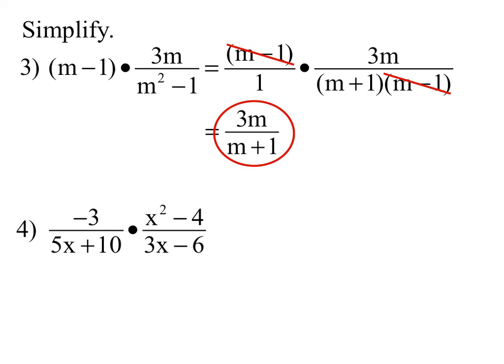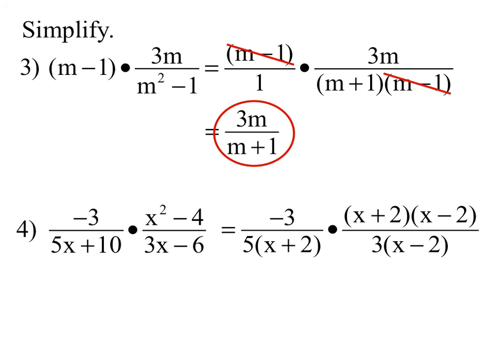Now let's check your work. So I'm left with negative 3 times x plus 2 times x minus 2 in the numerator. In the first denominator is 5 times the quantity of x plus 2 times 3 times the quantity of x minus 2. Look what we're left with.